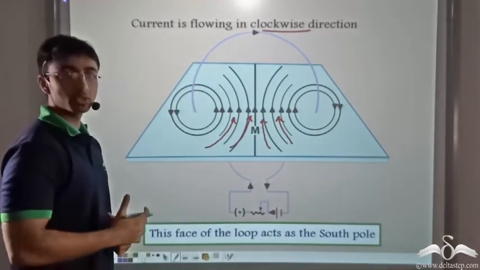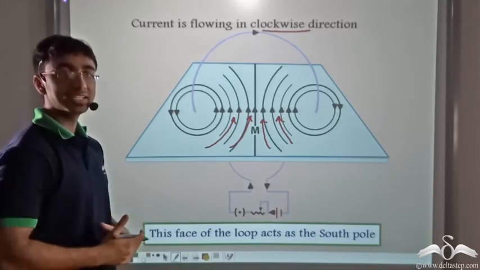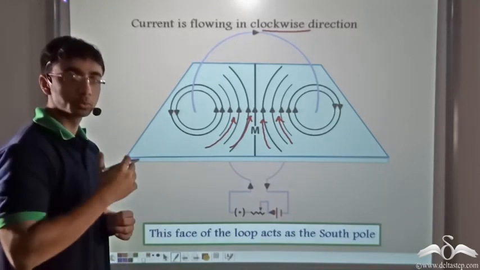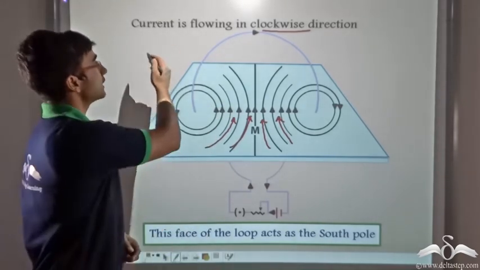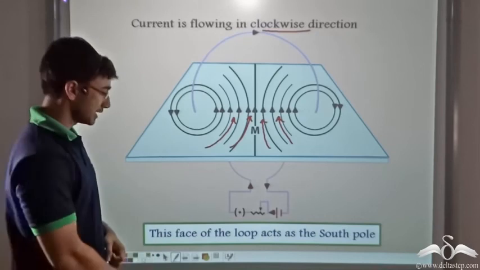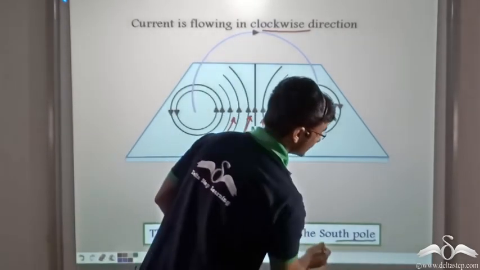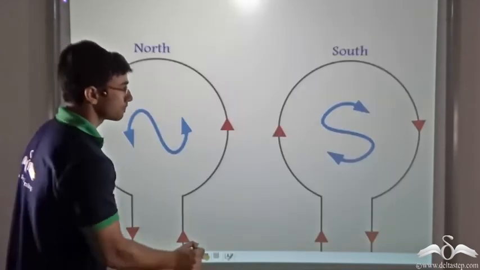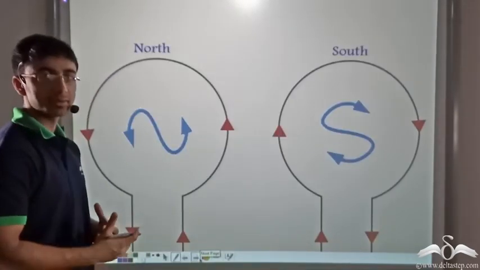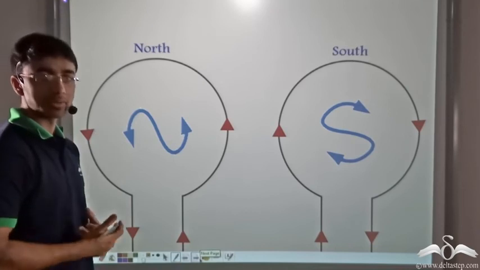Now what have we studied about field lines? We have studied that field lines enter at the south pole of a magnet. So we can say that that face of the loop where current is flowing in the clockwise direction acts as the south pole of the current carrying loop. Now this entire thing can be visualized in a much simpler manner.